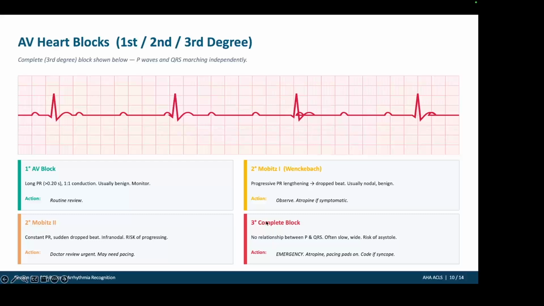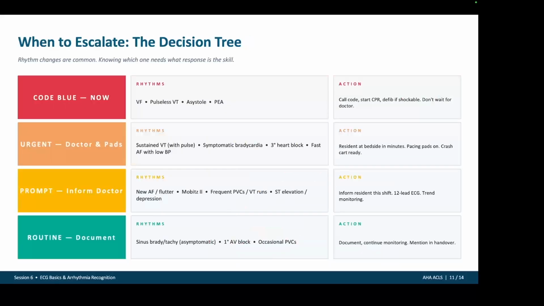And in third degree complete block, there is no relationship between P and QRS. Often slow, wide, and the risk of asystole is crucial. The immediate action: it's an emergency. Give atropine if the rate is less than 40, and keep the pacing pads on, and code if there is any syncope. When to escalate?